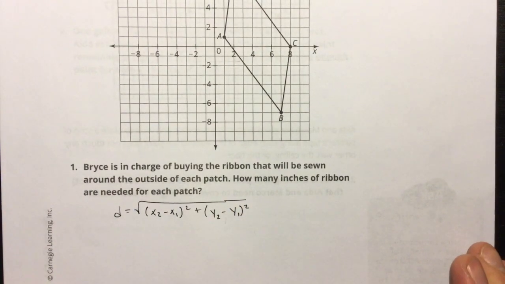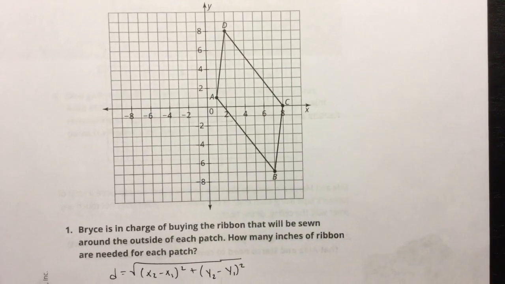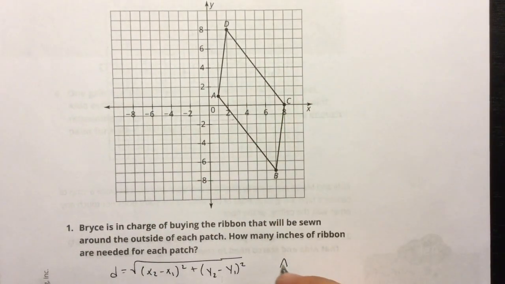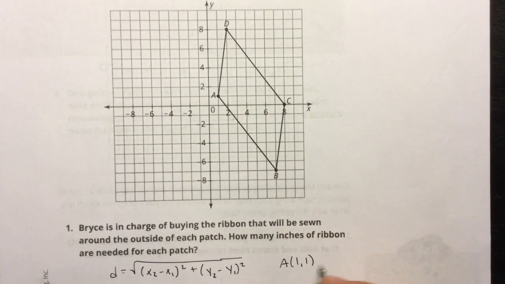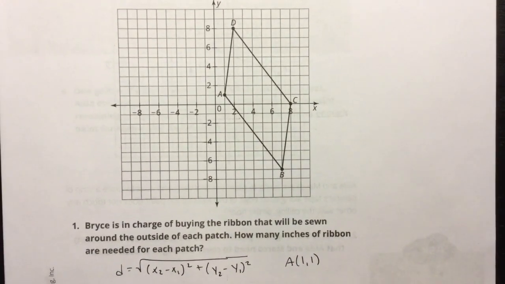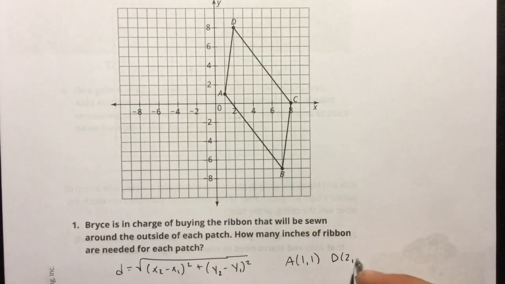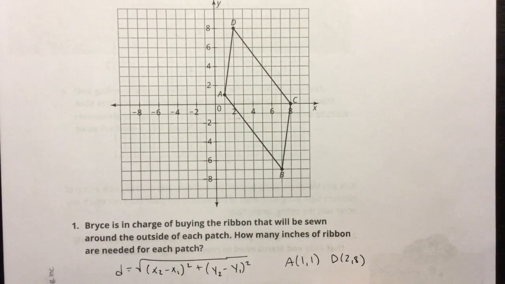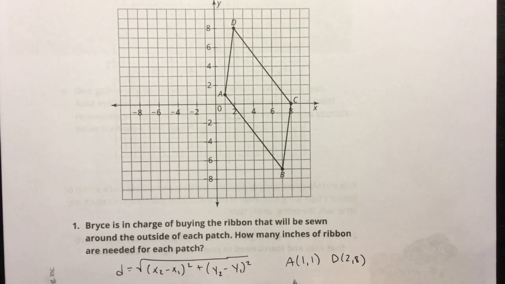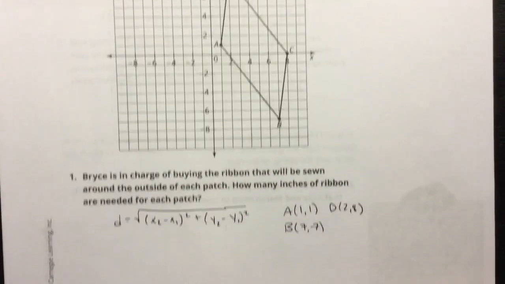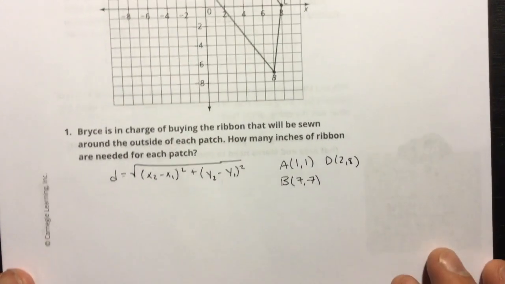We're going to need some points first. To be able to do this, we need to do a couple distance formulas. I'm going to write these down here. A is at (1, 1). D is at (2, 8). And then B is at (7, -7). There is a reason I only got 3 of these points, and I'll talk about it in a second.